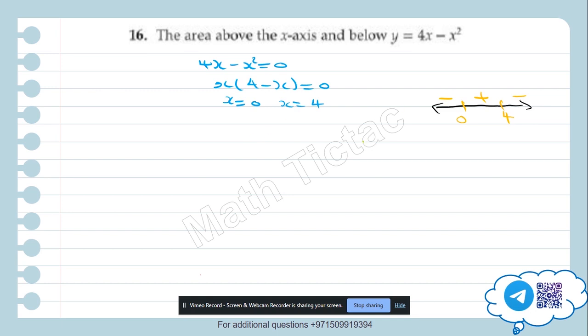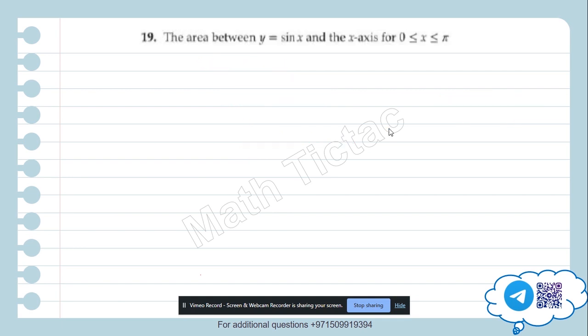Okay, so that means in here, since we need to calculate the area above the x-axis, I need a positive. So the integration from 0 to 4 of 4x minus x squared. Okay, so be careful in here. Above the x-axis, I have to choose the positive integrals or the positive intervals.